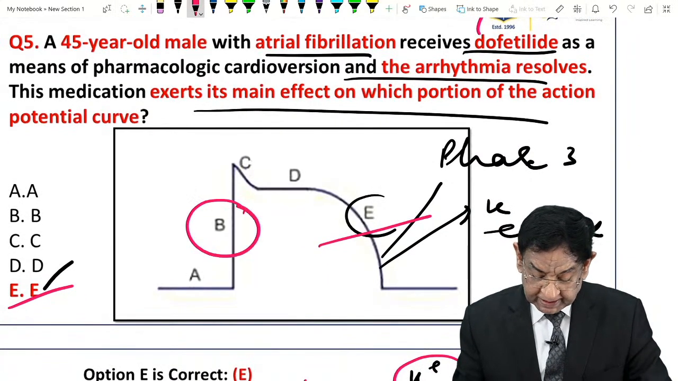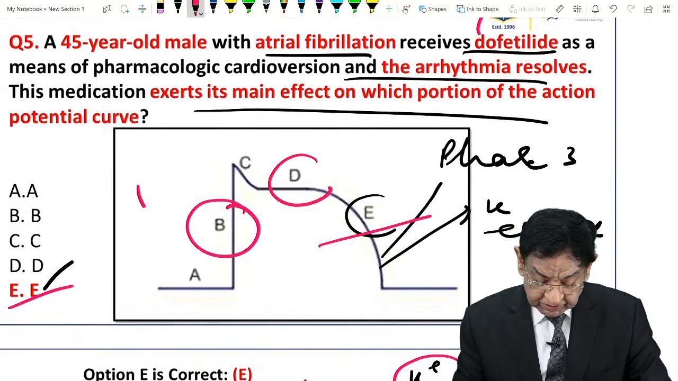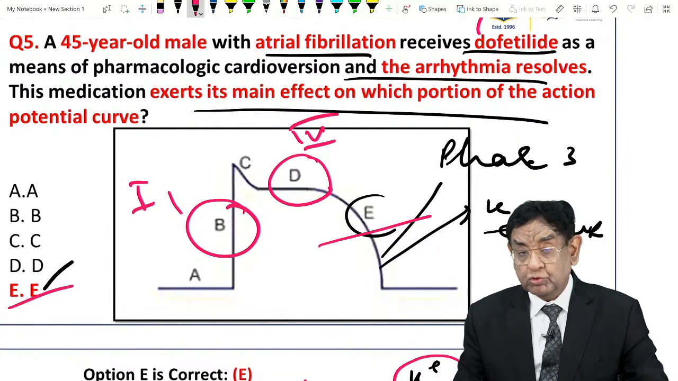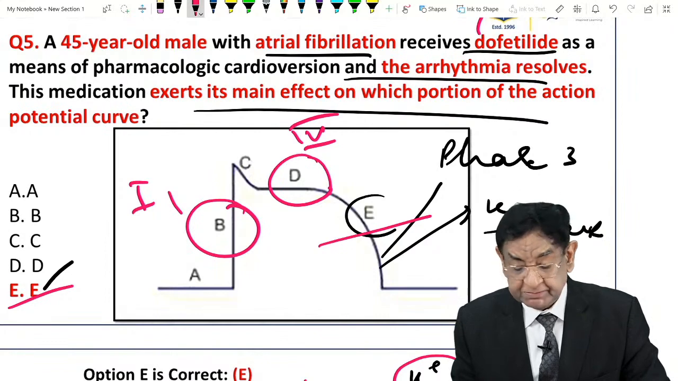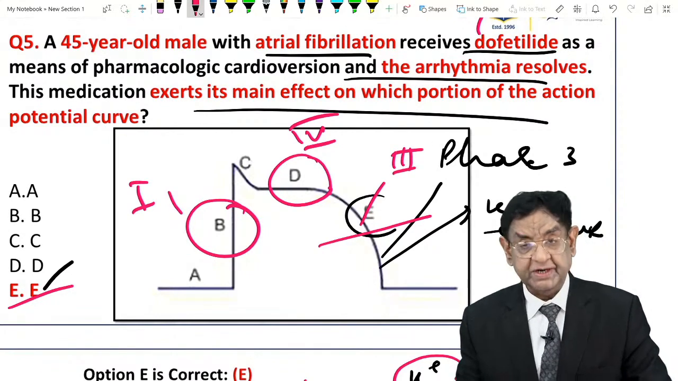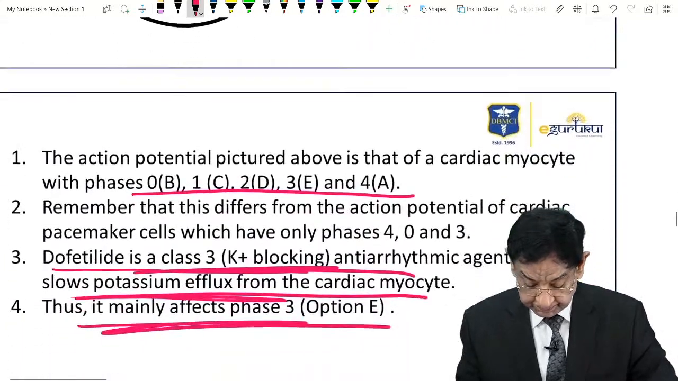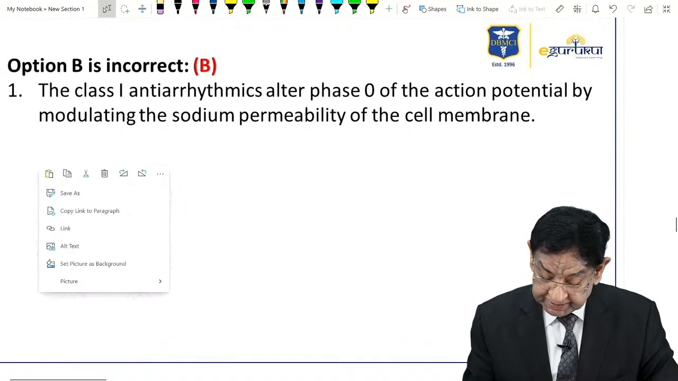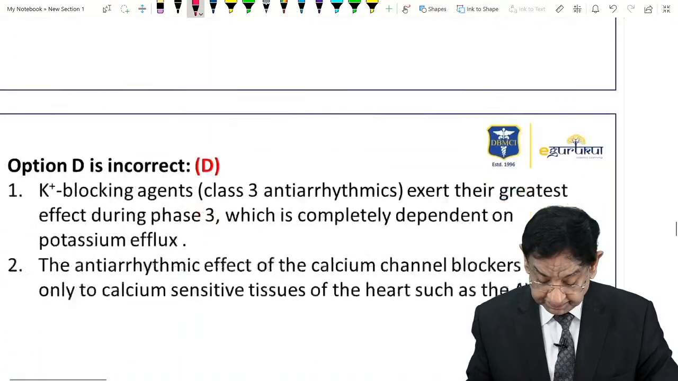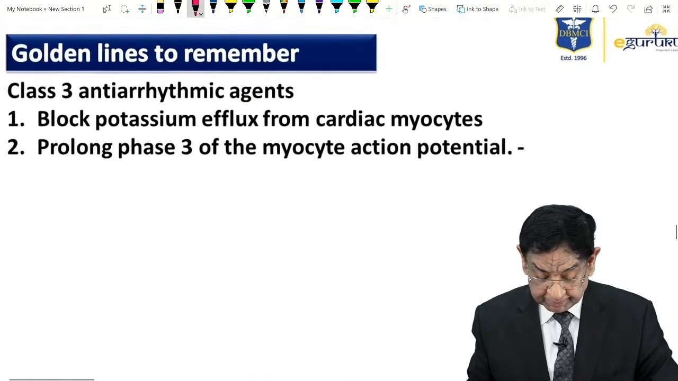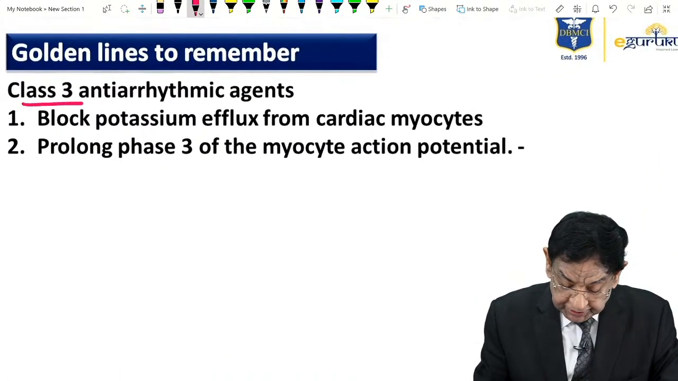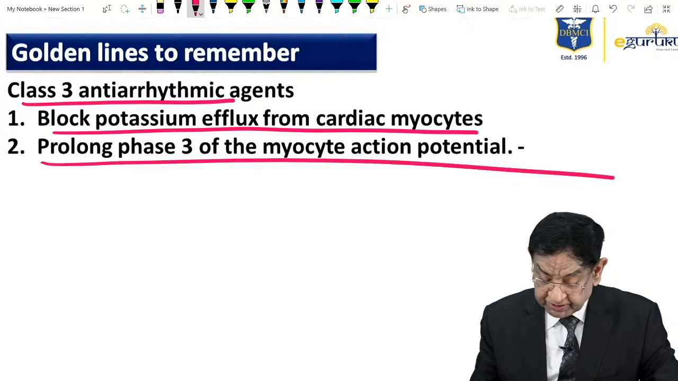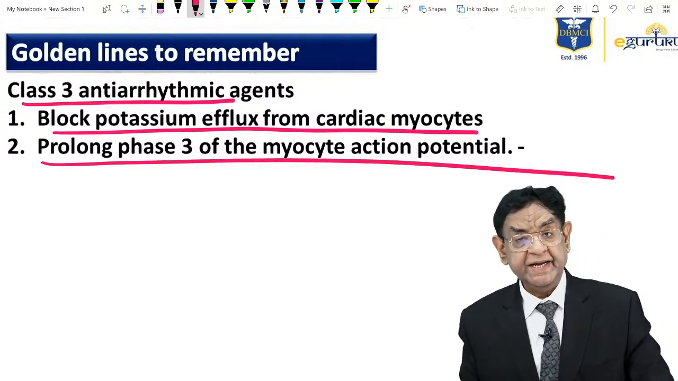This will be affected by class 1A. This is a class 1 drug. This is by the class 4, the so-called calcium channel blockers, and this is by the class 3 drug. So, a simplified version. Right? So this option B is class 1A. Golden line to remember: class 3 drugs block potassium efflux from the cardiac myocyte. They prolong phase 3 of the myocyte action potential.